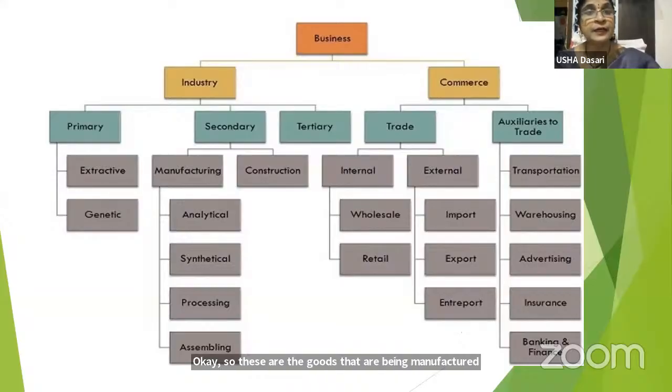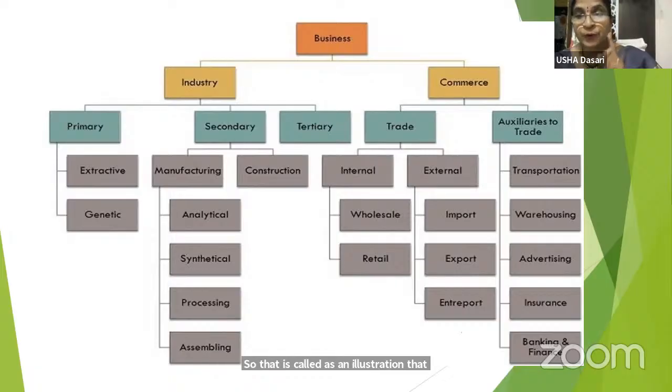So what are they here? They are analytical, synthetical, processing, and assembling. The first one is analytical. What does it mean here? In this analytical industry, a product is analyzed. The name itself indicates analyzing. A product will be analyzed and many products are received as final products, as in the processing of crude oil. For example, we will get kerosene, petrol, gas, diesel, etc. That is called analyzation.